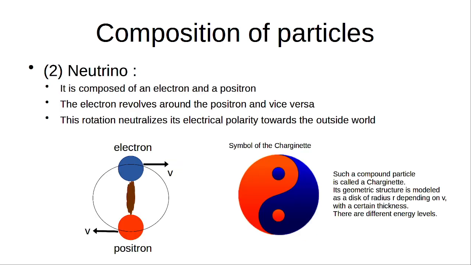Composition of particles. 2. Neutrino. A neutrino is composed of an electron and a positron. The electron revolves around the positron and vice versa. This rotation neutralizes its electrical polarity towards the outside world.